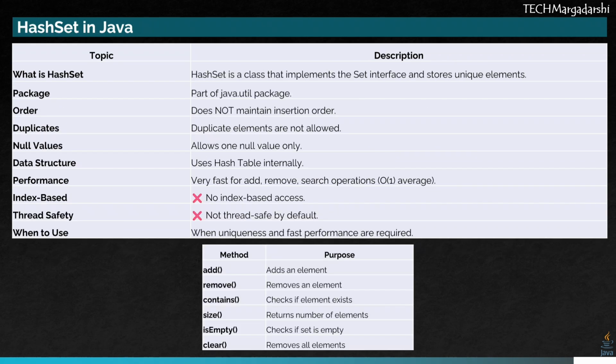Now let's understand HashSet in Java. HashSet is a class that implements the set interface and is used to store unique elements only. It is part of the java.util package. HashSet does not maintain any insertion order, meaning elements may appear in any order when printed. It does not allow duplicate elements and permits only one null value.